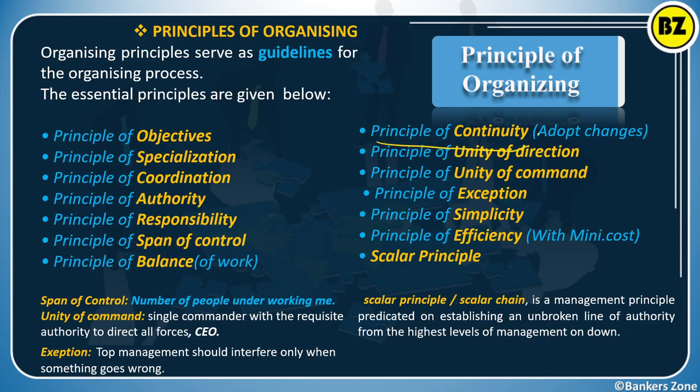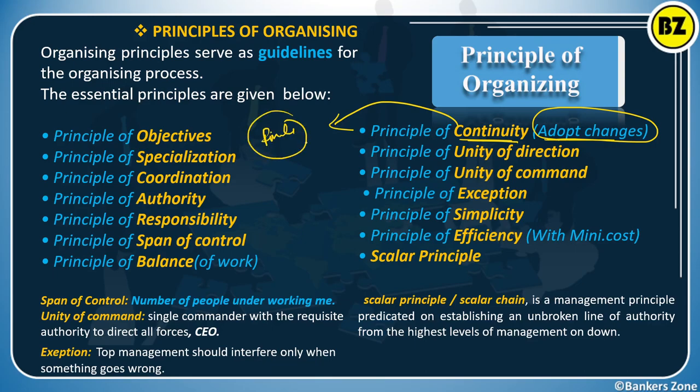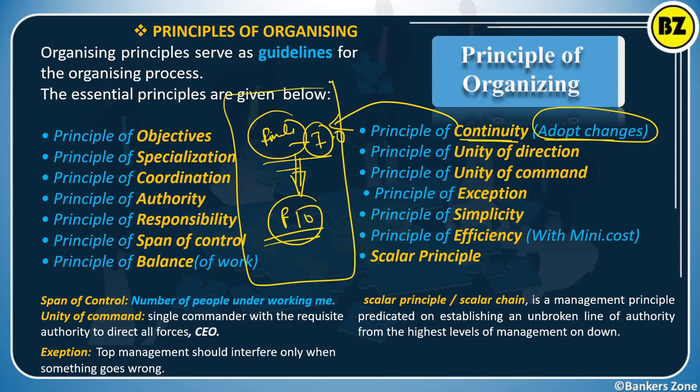Principle of continuity. What do you mean by principle of continuity? Here continuity refers to how easily you are adaptable to changes, right? For example, suppose you are using the Finacle system in the branches, version Finacle 7.0. Now if you are supposed to migrate to Finacle 10, the upgraded version, your bank staff, your bank employees must be ready to adopt the changes, right? So this is how you can continue doing the business. This is the principle of continuity.